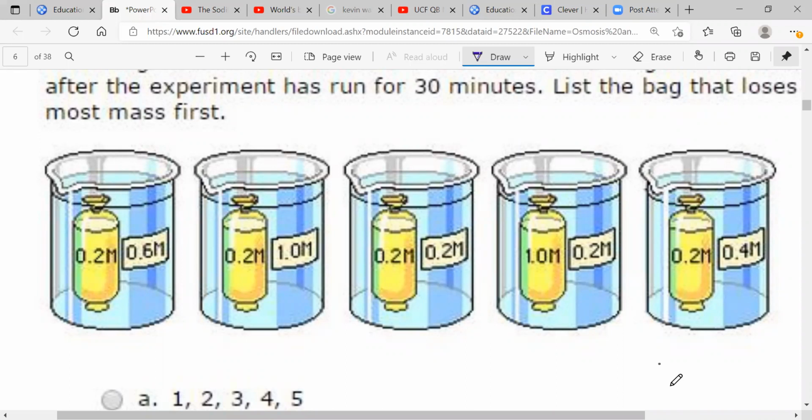Those little yellow baggies, pretend those are cells. And the solution that they're sitting in is the solution. Just say solution. So let's take a look at beaker number 1. The cell is 0.2 molar. The solution is 0.6 molar. Chris, what has a greater molarity? The cell or the solution? The solution. That's easy. 0.6 is greater than 0.2. And if you remember what I just said, water will always, no exceptions, always go towards the region with a greater concentration.